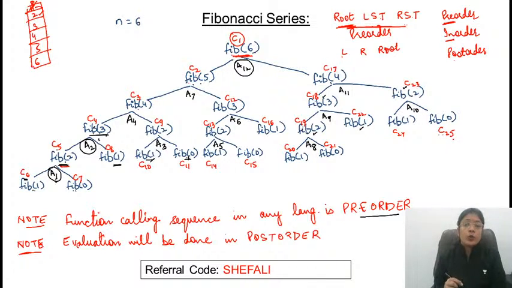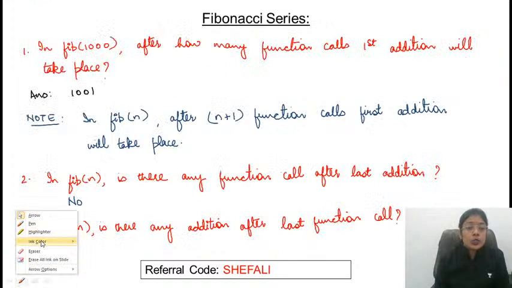What about the third one? Third one में क्या पूछा है? Is there any addition after the last function call? The last function call was C25. C25, you got the value of this. After that, A10 was evaluated, A11 was evaluated, A12 was evaluated. So the answer is yes for the third question.